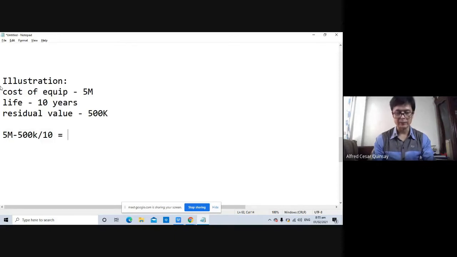The equipment had an estimated life of 10 years and a residual value of 500,000. So on January 1, 2023, the equipment was classified as held for sale. So it was classified after 2020, 21, 22, after 3 years, as held for sale. On such date, the fair value less cost of disposal was 1.9 million. On June 30, 2023, the equipment was sold for 1.5 million.